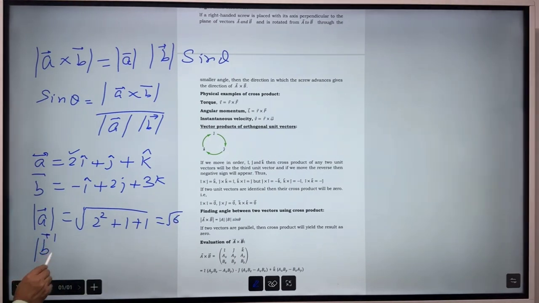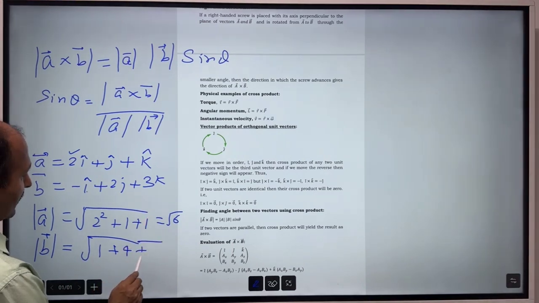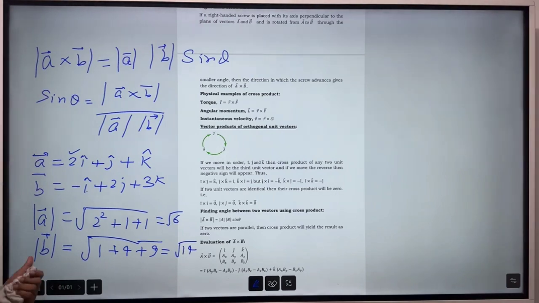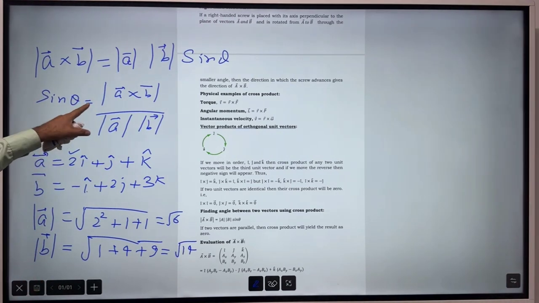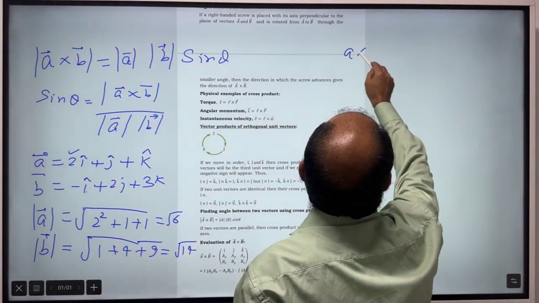Then modulus B. What is modulus B? Modulus B can be found from here. This will give minus 1 squared is 1, 2 squared is 4, and then 3 squared is 9. So 9, 4, 13, 14, root 14. So you have got modulus A, modulus B. Second thing, we have to get A cross B. So you know how to find A cross B?